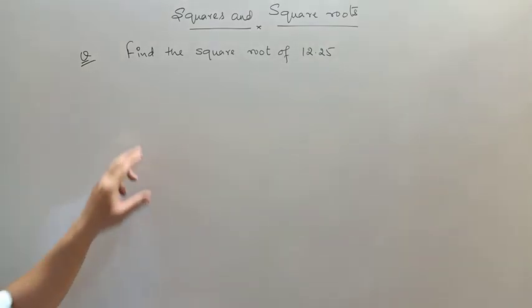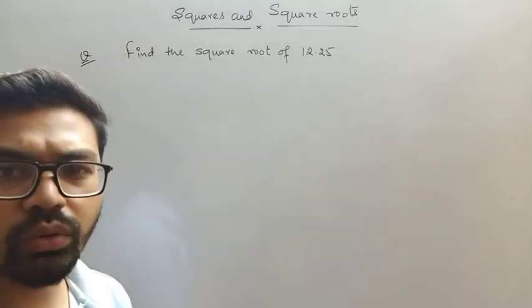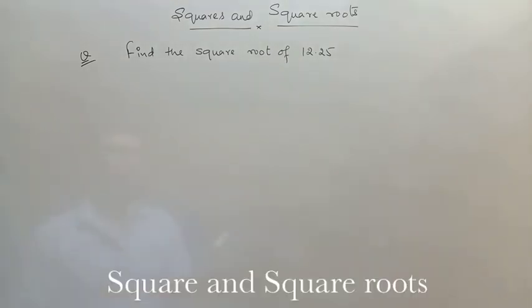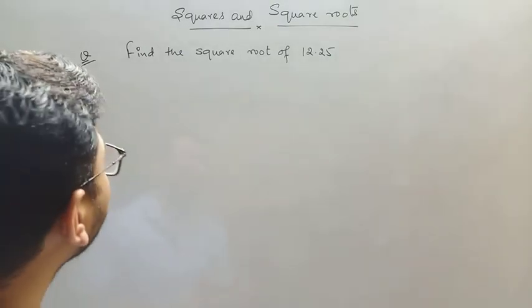So the first question is find the square root of 12.25. So this is basically a decimal, right? So how to solve a square root of a decimal number?